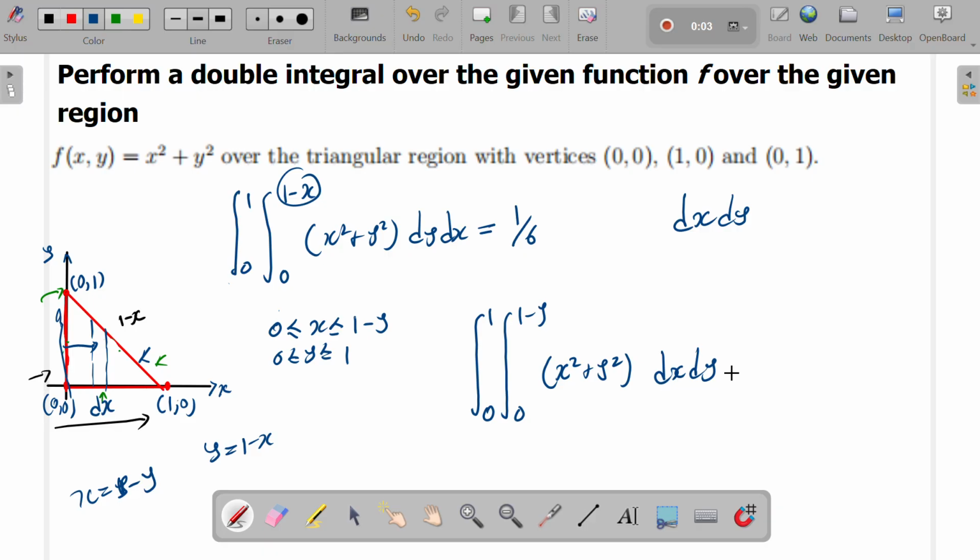So integrate this one, or work it out, and try to find out if you're going to get 1 over 6, and let me know in the comment section.